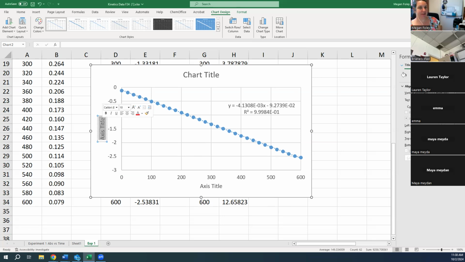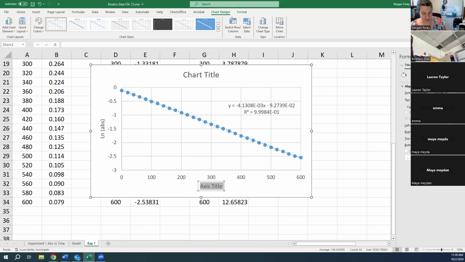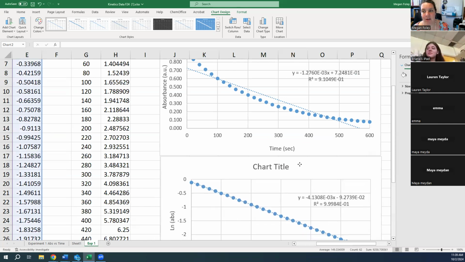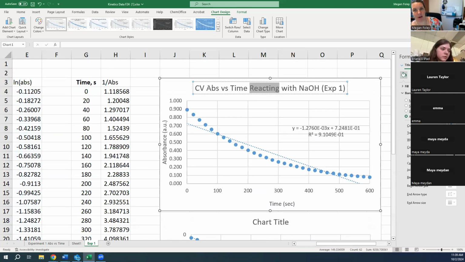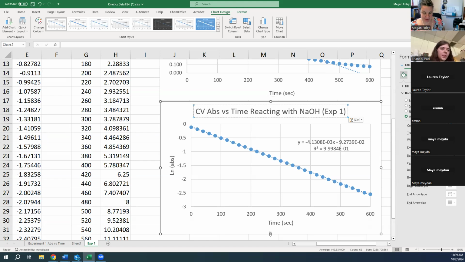Okay, so this is now the natural log of absorption. And this is our time in seconds still. And as I was saying earlier, it's essentially the same thing here, except for just looking at the natural log of absorption. So I'm going to be super lazy and just change this to crystal violet natural log of absorption. Ta-da! And there's a title that will work.